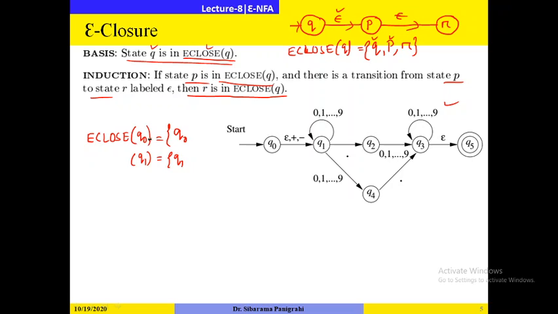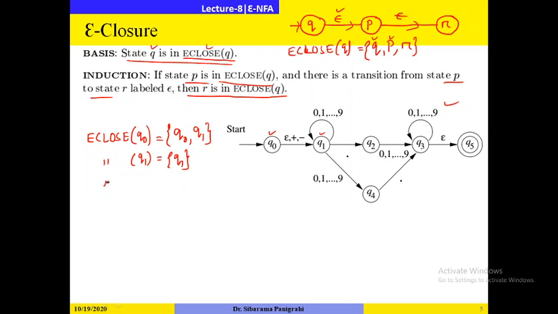The epsilon closure of Q0: by default Q0 will be there. Now you see from Q0 to Q1 there is an epsilon transition, so from Q0 you can reach Q1 without taking any input string. So Q1 will also be in the epsilon closure of Q0. Now let me find the epsilon closure of Q1. Q1 will by default be there. Next we look at the epsilon transitions from Q1. From Q1 there is no epsilon transition, so the epsilon closure of Q1 will only be Q1.